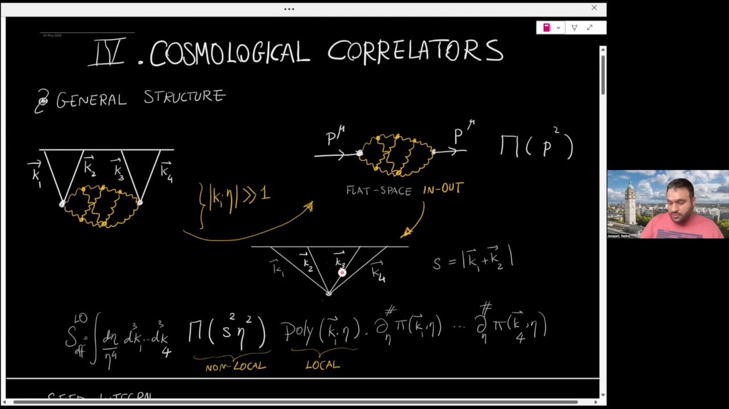Once you have computed this capital pi in flat space, you can just deform the argument. You add the expansion of the universe as s squared eta squared. Then the rest of the effective action comes from what vertices you put in the original graph. You will have some local derivatives of the pi, and so on and so forth, depending on the structure of the original graph.